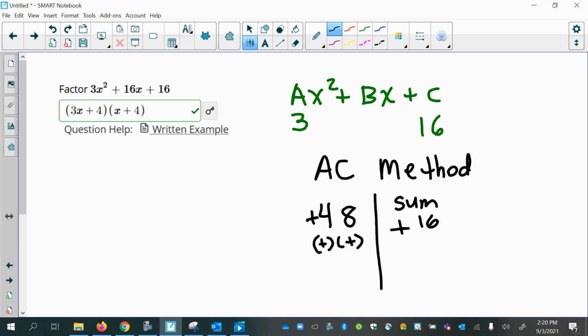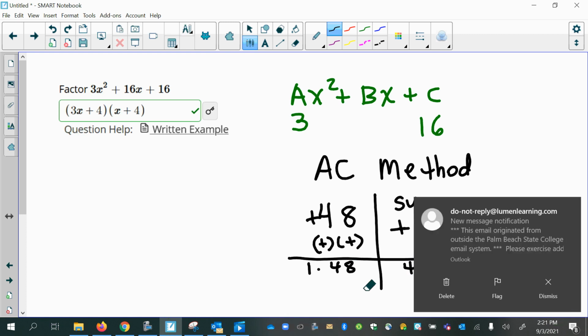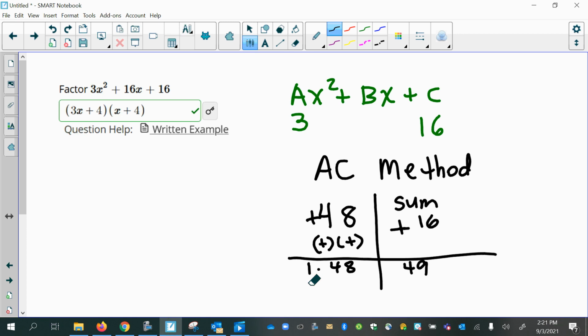Because I have a positive 48, the signs have to be the same. The positive 16 means those two same signs must have both been positive, right? So then you can start going through all your possible factor pairs. You could start with 1 and see that 1 plus 48 is 49. That's not what we want. You could do 2 times 24. That'll give me 26 when I add them. That's not what I want. And so on until you get the factor pair that works.